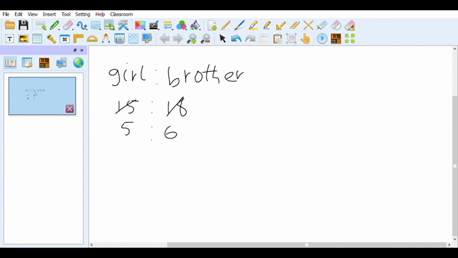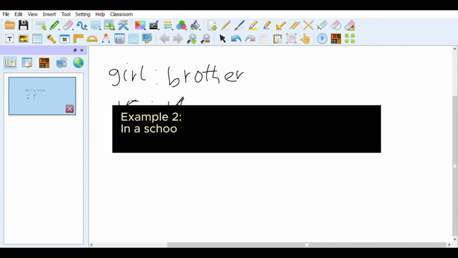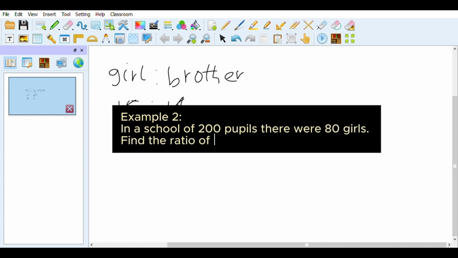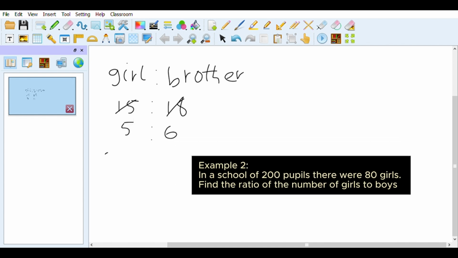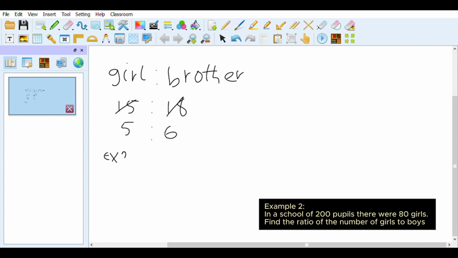In the next example, in a school of 200 pupils, there were 80 girls. Find the ratio of the number of girls to boys. So let's take example 2.